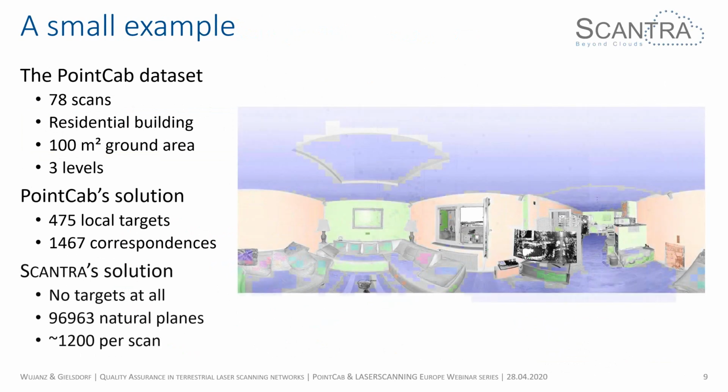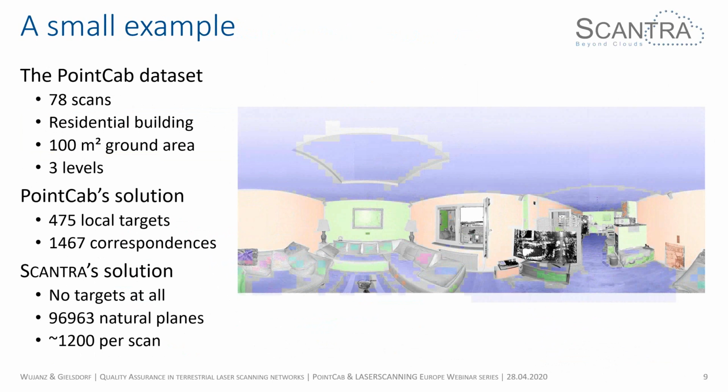I just took a different approach. I followed SCANTRA's plane-to-plane solution, so I didn't use any targets at all. What you see here on the right-hand side is an intensity image of one of the scans, and everything that's tinted in some color highlights the location of a plane. If you see bluish colors, it means that a plane is facing upwards or looking downwards. Red is roughly in X direction, green is in Y direction.